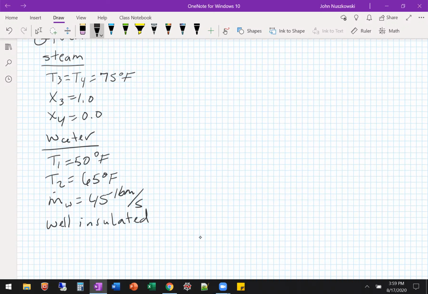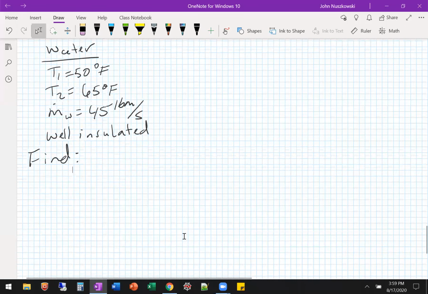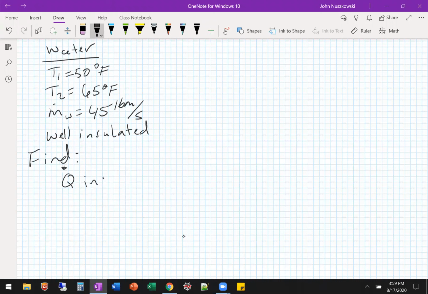Okay, they want us to find the rate of heat transfer. So that's inside the heat exchanger. And then the condensation rate of the steam. That is just the mass rate of the steam, the amount that's condensing. Okay.